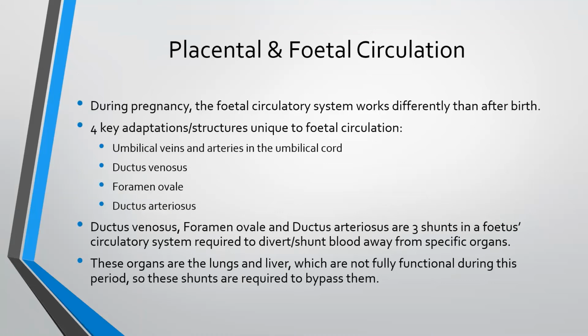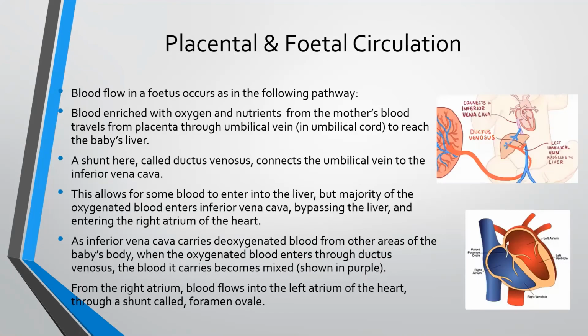The ductus venosus, foramen ovale, and ductus arteriosus are 3 shunts in a fetus's circulatory system required to divert or shunt the blood away from specific organs. These organs are the lungs and the liver, which are not fully functional or mature during this stage, and so these shunts are required to bypass them. So what is the pathway of blood flow in a fetus?